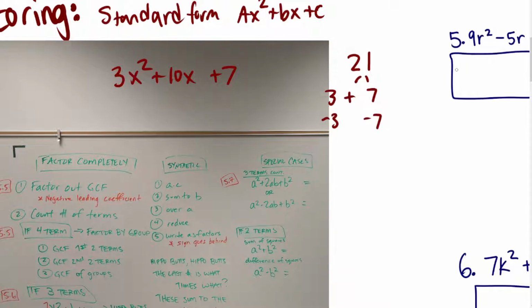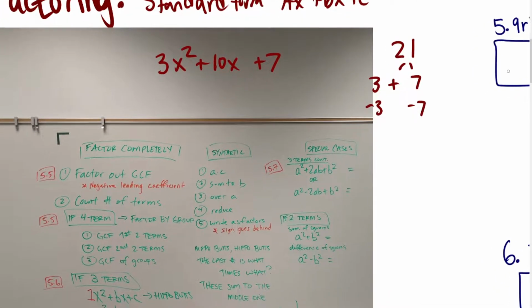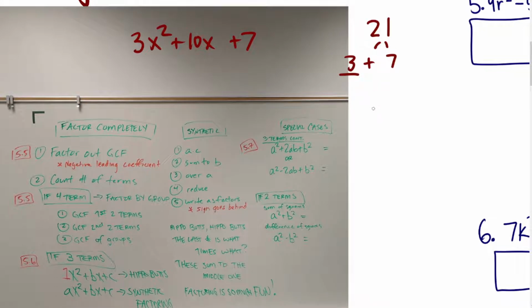But 3 plus 7 multiply to 21, but add up to 10. So now what we can do is we can say, okay, let's take our a term and divide our a term by what we have now. So it's going to be positive 3, positive 7, and then divide by 3, divide by 3.